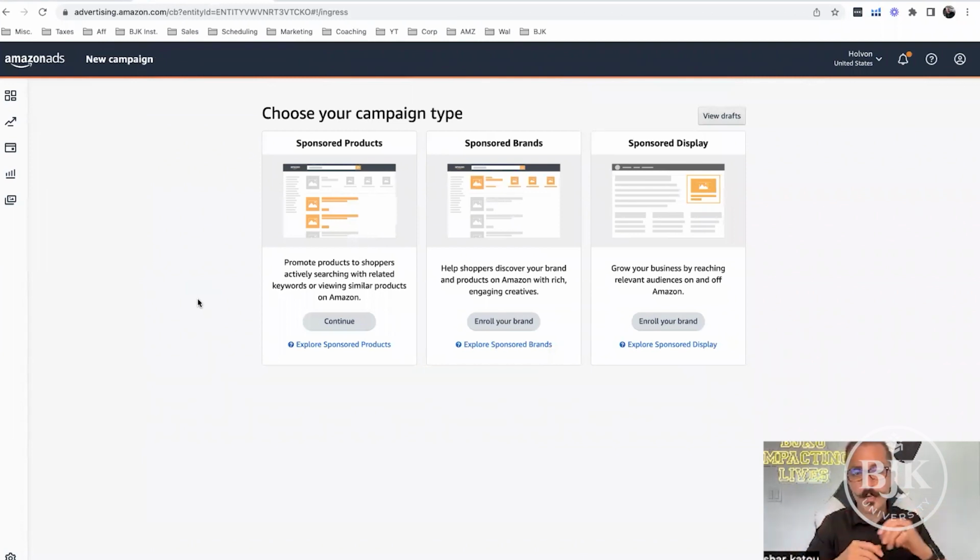Now, once that is set up and your product is being shipped from the supplier's warehouse to Amazon's warehouse, then what you want to do is create what are called PPC campaigns, pay-per-click campaigns. That's where you can advertise your product so that customers can actually see it and start buying it.